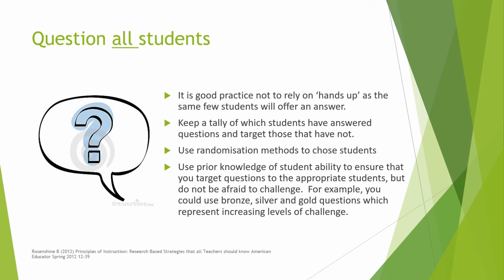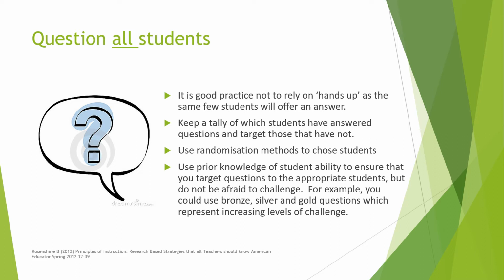Use prior knowledge of student ability though to ensure that you target questions to the appropriate students. So it can sometimes be really intimidating for a student that's weaker to be worried that they're going to be asked a question they've got no chance of answering. So be sensitive to that. You might want to think about bronze, silver and gold questions that represent increasing levels of challenge. You could even ask your students, do you want a bronze, a silver or a gold question today? Once they get used to that, they'll respond to that quite well.